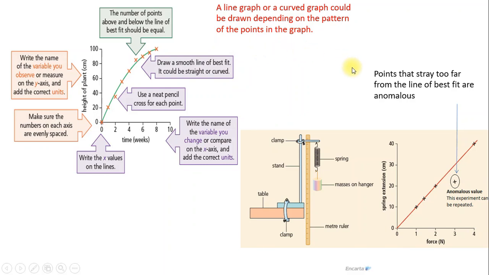Now, sometimes some values, plotted points, will be far further away from the rest. These values can be identified and retested. They are otherwise called the anomalous values. They are due to experimental errors. So we can either discard them or repeat the experiment.